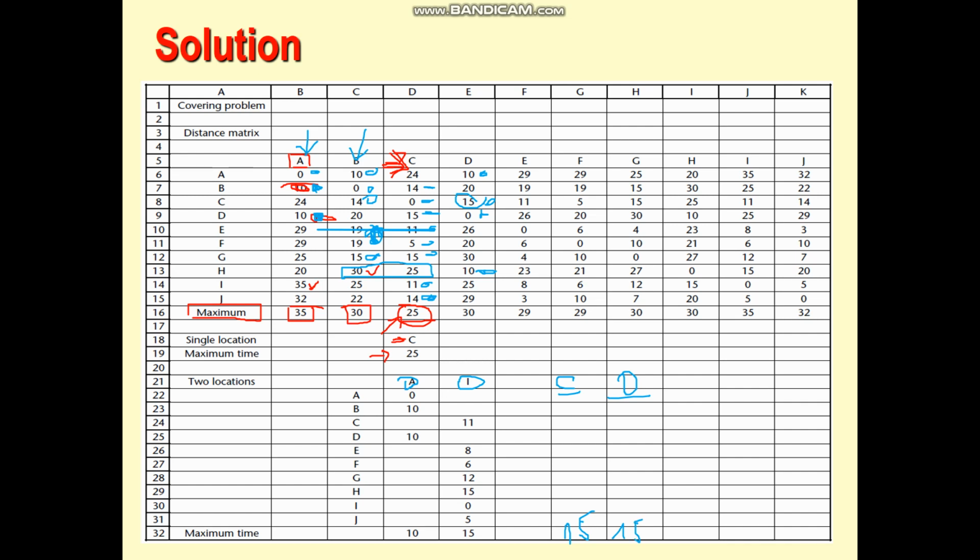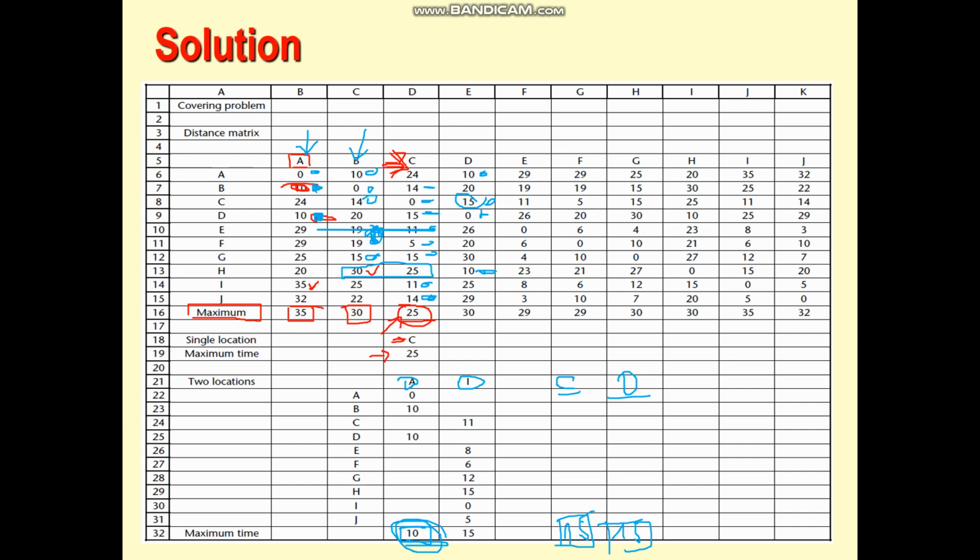So compare A and I and C and D, which one is better? Of course, if we locate in A and I, it is better because the longest time a customer has to wait is only 10 and 15. But here, the longest time a customer has to wait is 15 and 15. So here is better service. So you can choose.